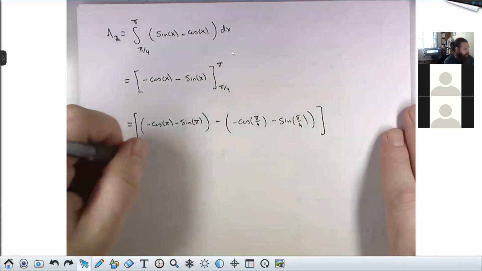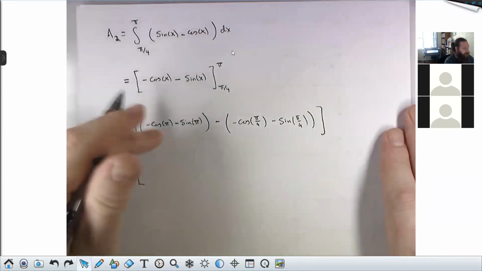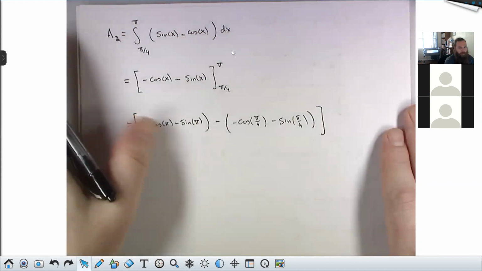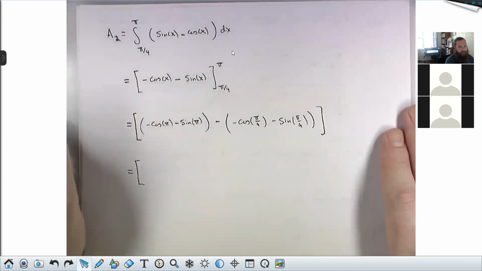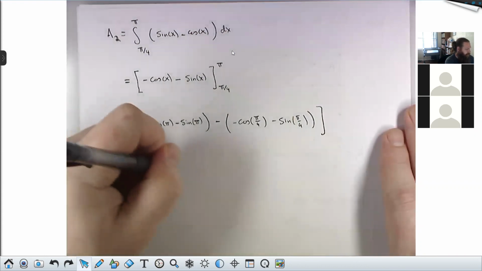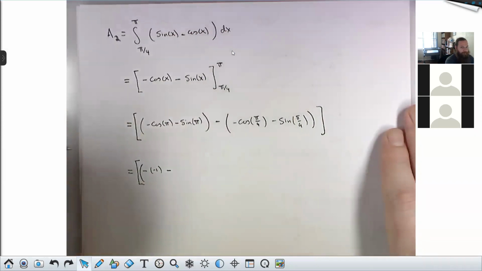I want you guys to help me out. What is the cosine of pi? Forget about this negative for a minute. Just what is the cosine of pi? -1. -1, right? So this is negative -1 minus, what's the sine of pi? 0. Good.